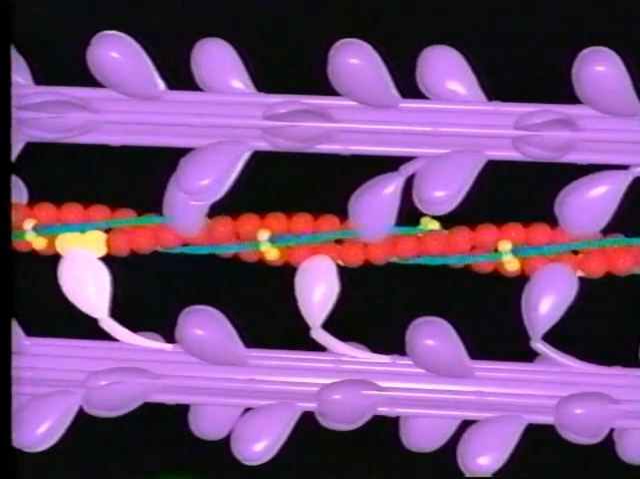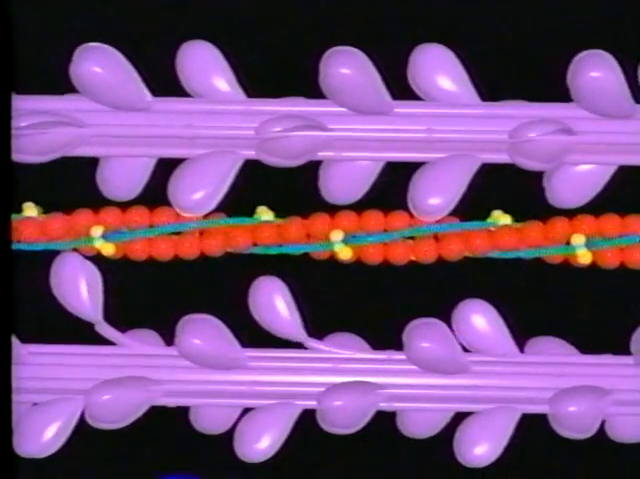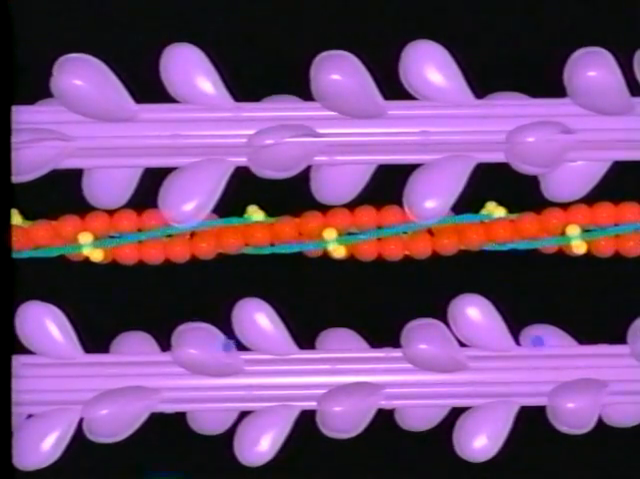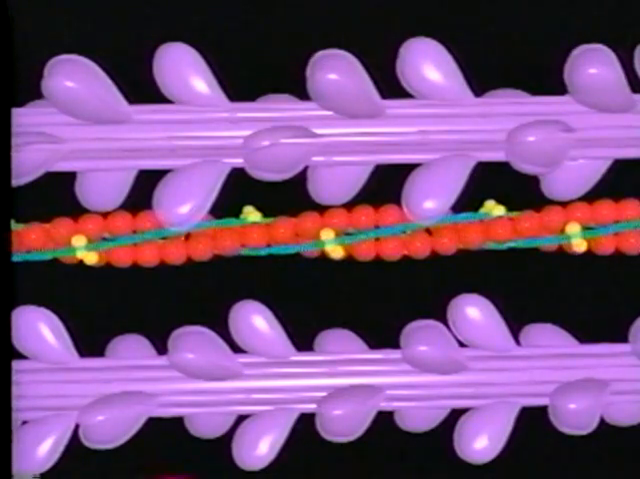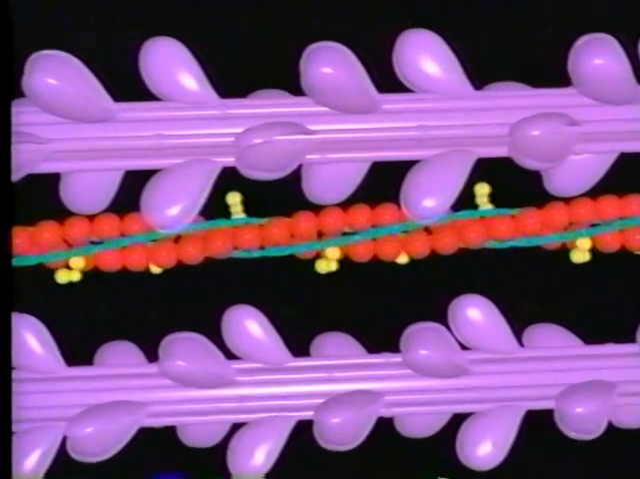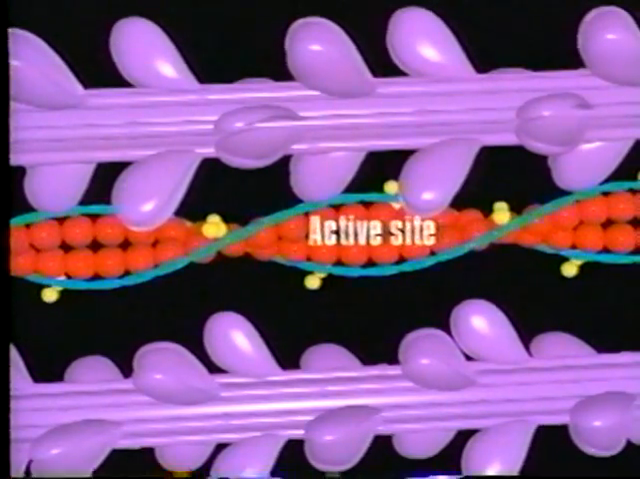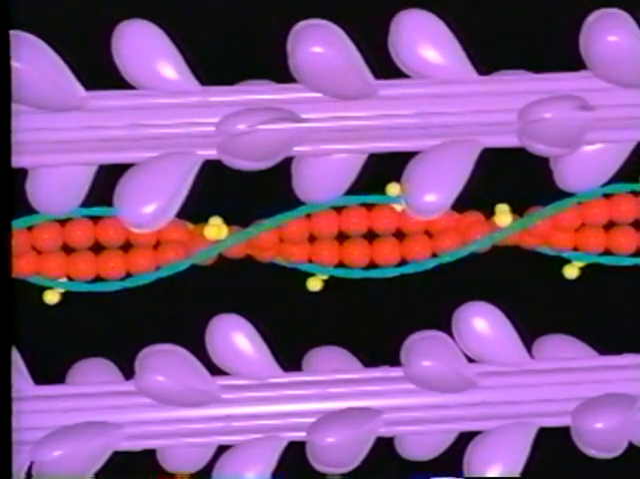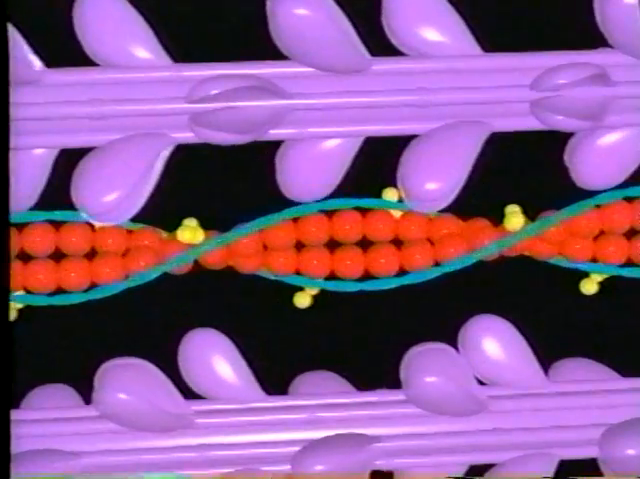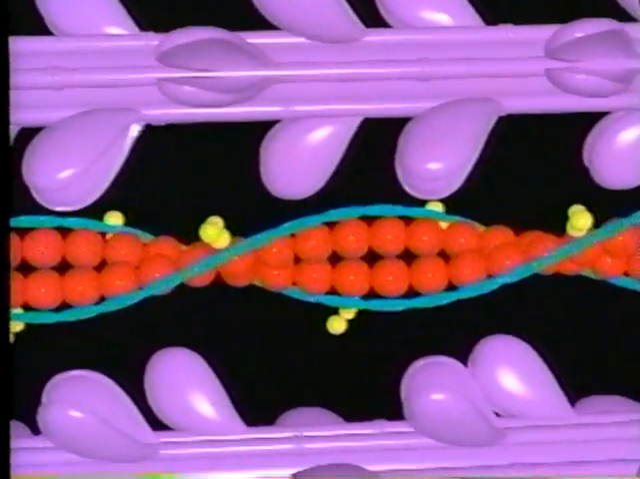When neural stimulation ends, the sarcoplasmic reticulum is able to lower the concentration of calcium ions in the sarcoplasm. The troponin and tropomyosin then return to their original positions. This covers the active sites on the actin and prevents the myosin heads from forming cross bridges. Now the contraction is over.